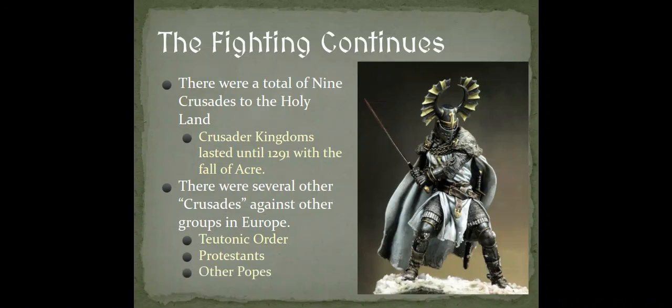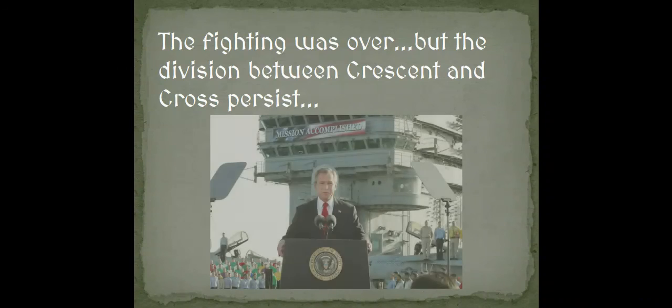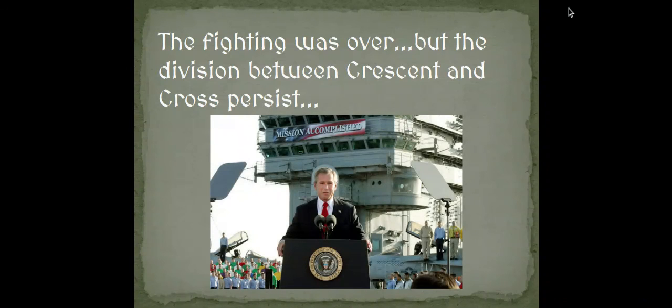And then there were crusades against other popes. At one point in time, there's a couple of different guys who claim that they're pope, and the other pope calls a crusade against the pope in France. So the fighting eventually ends between Muslims and Christians. But this division between Crescent and Cross, the scars left by the Crusades, persist right up until today.